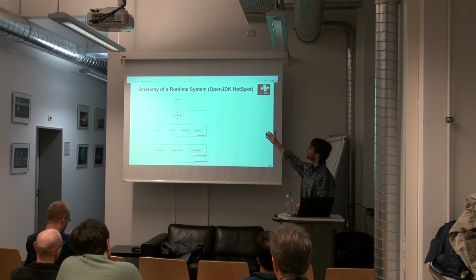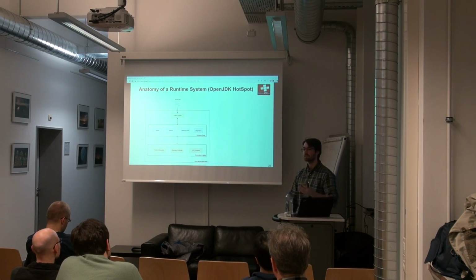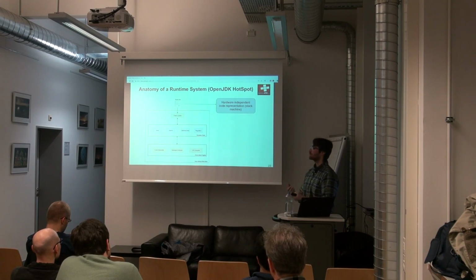So in the case of OpenJDK HotSpot, everything begins with a piece of bytecode. A piece of bytecode is something that gets compiled from, for example, Java. You use javac, or you can use Scala or any other language that you can build to bytecode. And this bytecode is a hardware-independent code representation. It's basically a stack-based machine, whereas, for example, in x86 you have a register machine. It's slightly different, but it's the same idea. You have instructions, you have operands, and so on.